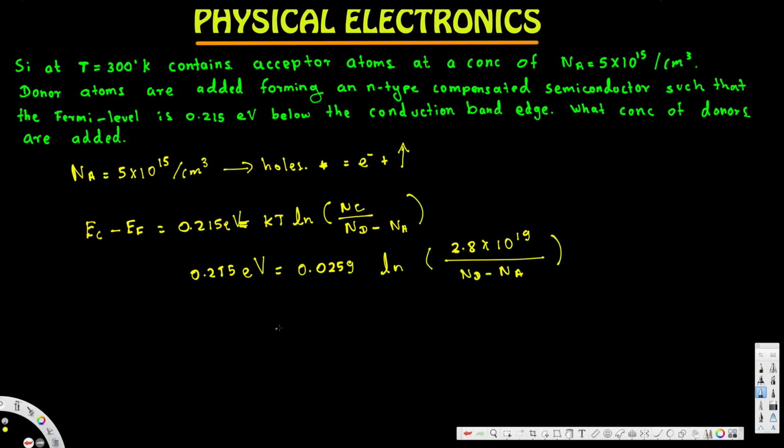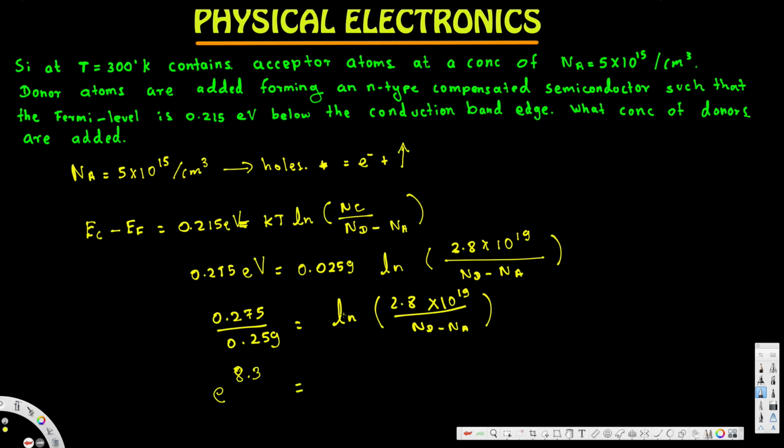Now let's go ahead and rearrange this equation. So this is going to be 0.215 divided by 0.0259, which is equivalent to ln of 2.8 times 10 to the power of 19 divided by ND minus Na. Now we have to get rid of this ln, so we can take e power on both sides. If I take e power, this is going to be e power 8.3, and e and ln cancel each other. Here we will get 2.8 times 10 to the power of 19 divided by ND minus Na.